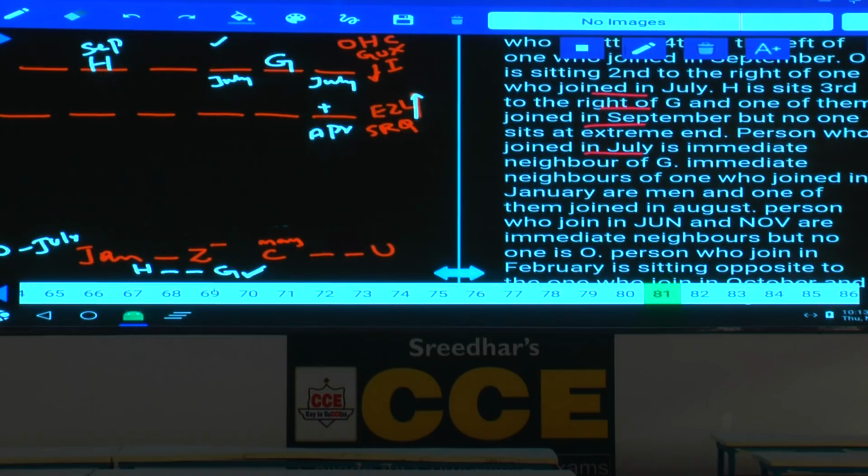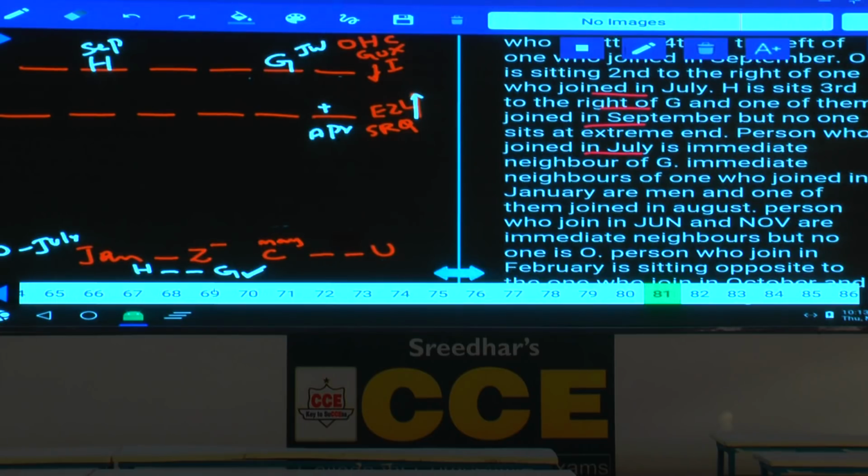Now we have one piece of information regarding this one. O is seated second to the right of the one who joined in July. If July is here, then H and O must be in the same place, which is not possible. Hence, the one who joined in July cannot be here. So July must be at the left extreme end of that row.